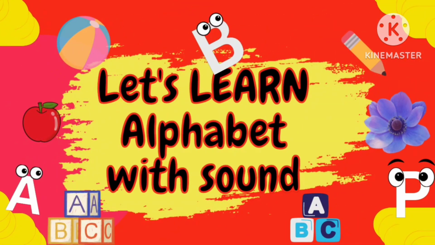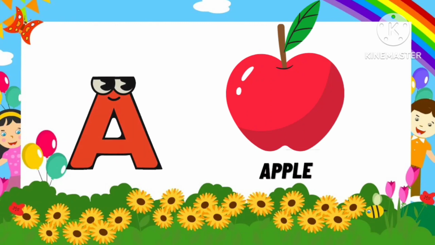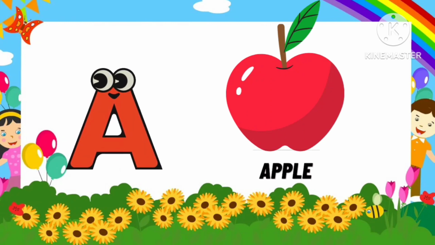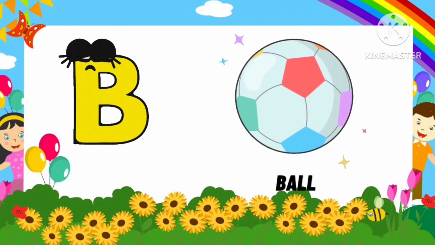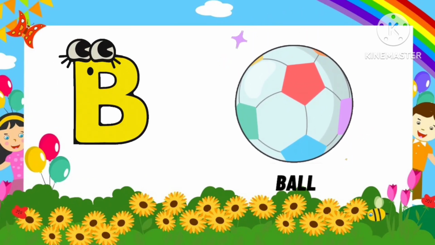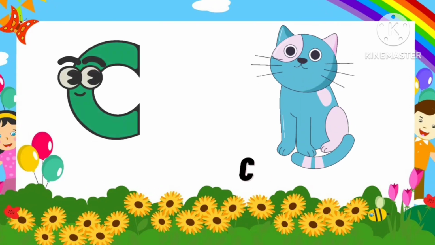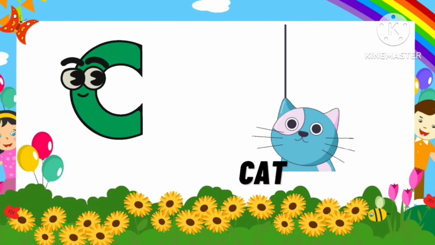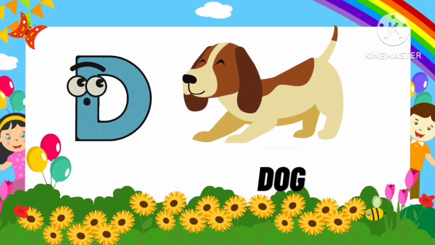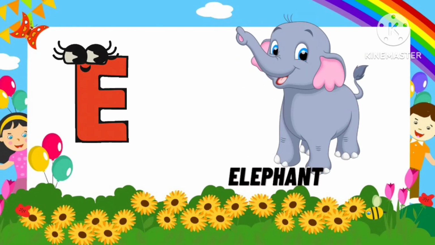Let's learn alphabets. A for apple. B for ball. C for cat. D for dog. E for elephant.